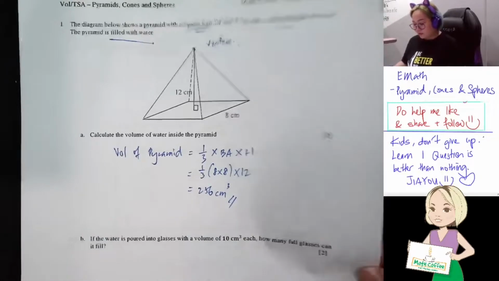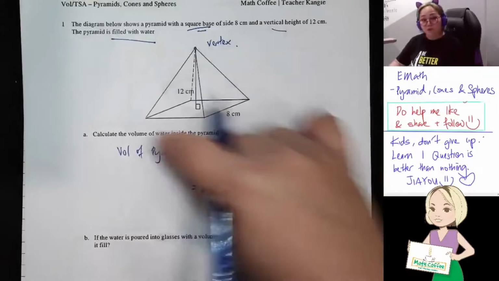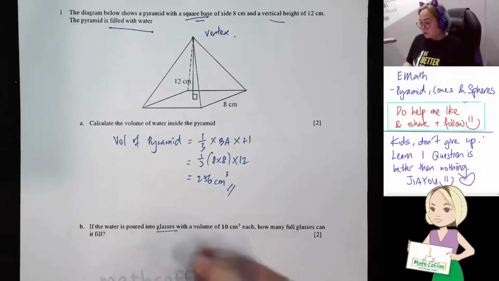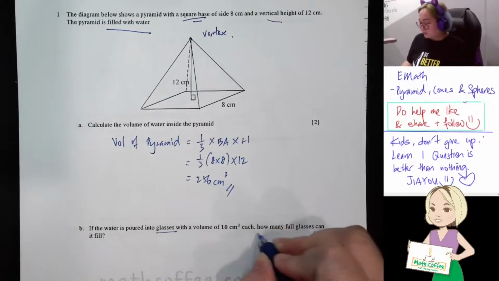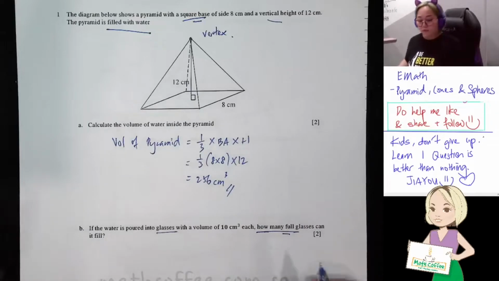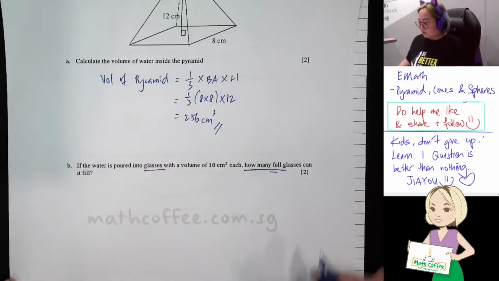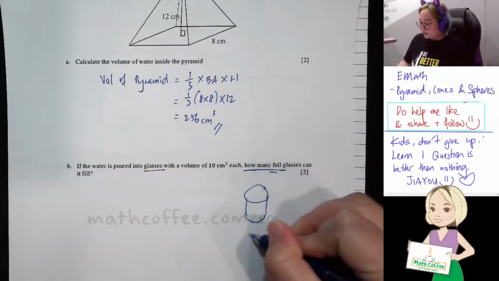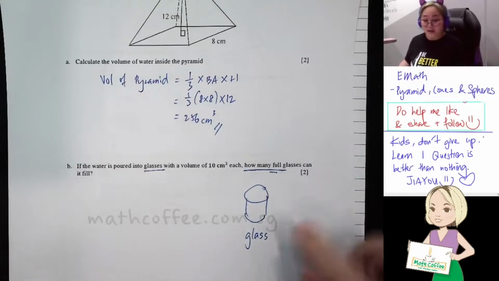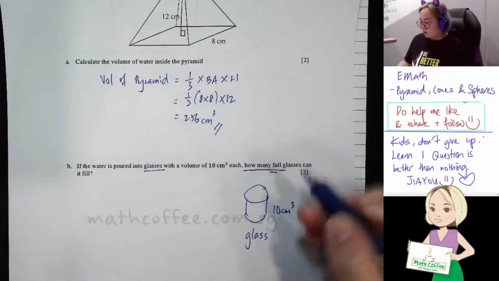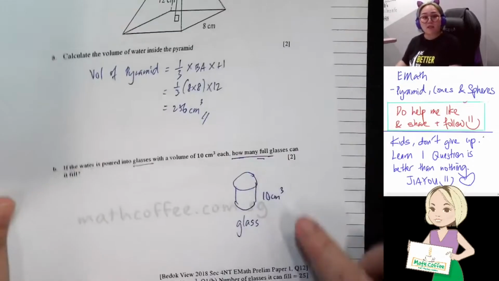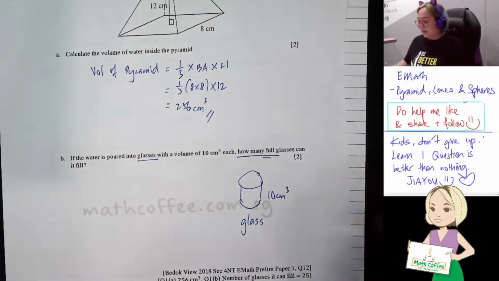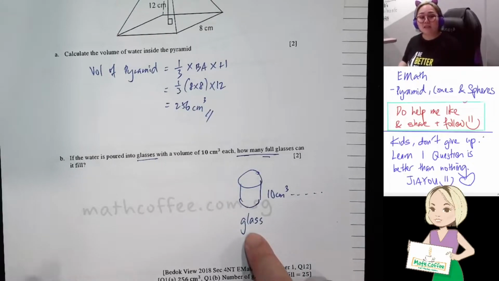Okay, now the next one. If the water from this pyramid is poured into glasses with a volume of 10 cm cubed each, how many full glasses can it fill? I'm going to draw my very ugly drawing. Let's assume this is a small glass, which can fill up 10 cm cubed. So the water from the pyramid will be poured into multiple glasses.